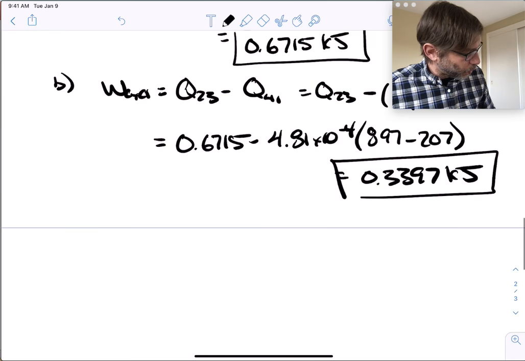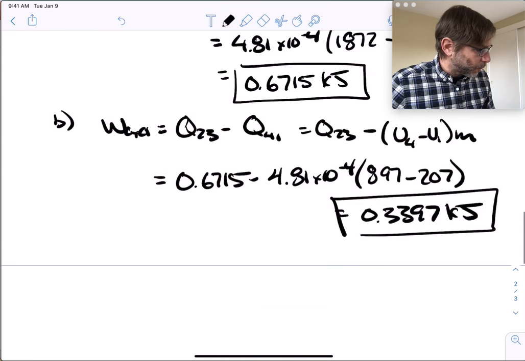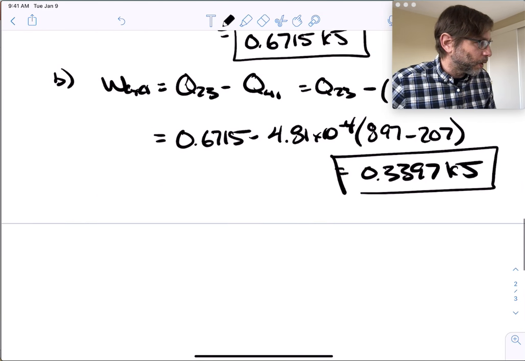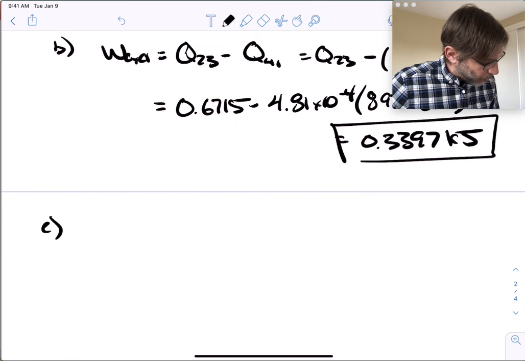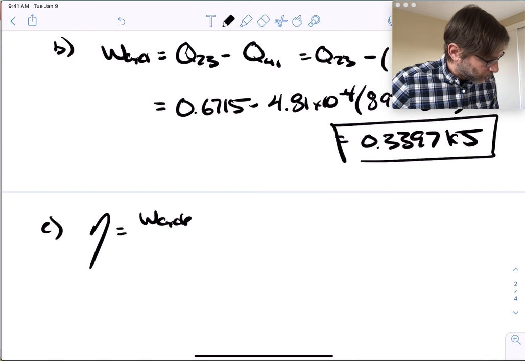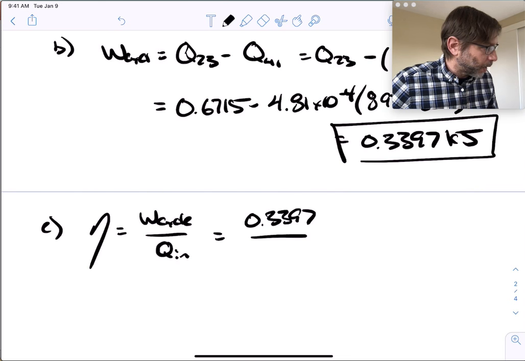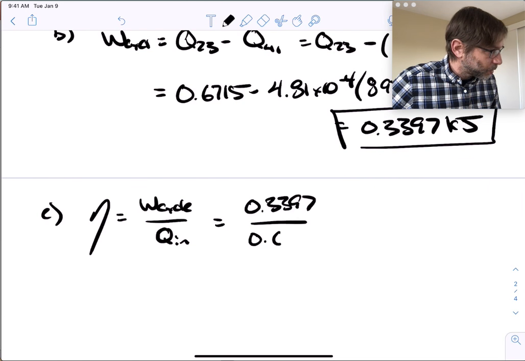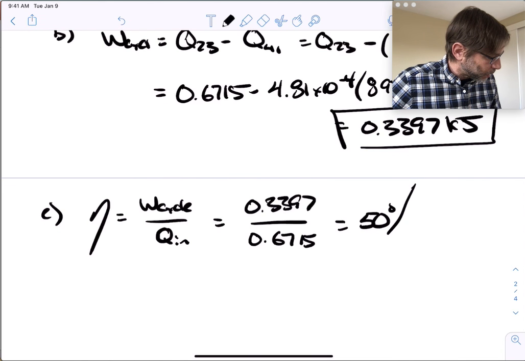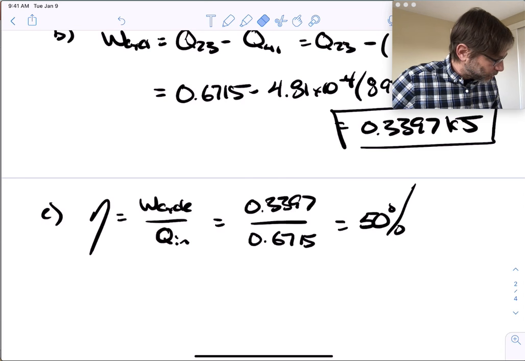So good. Look like we have quite a bit of work, actually. So C then, if we want to find thermal efficiency, is equal to work of the cycle over Q in, which is equal to 0.3397 divided by 0.6715, which is equal to 50%. Well, it's actually 50.6%.